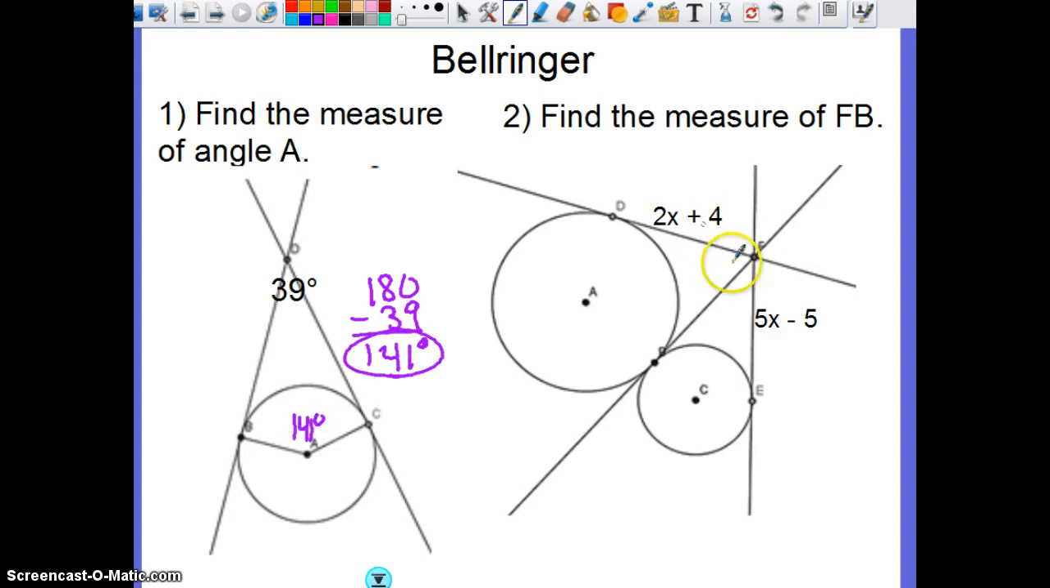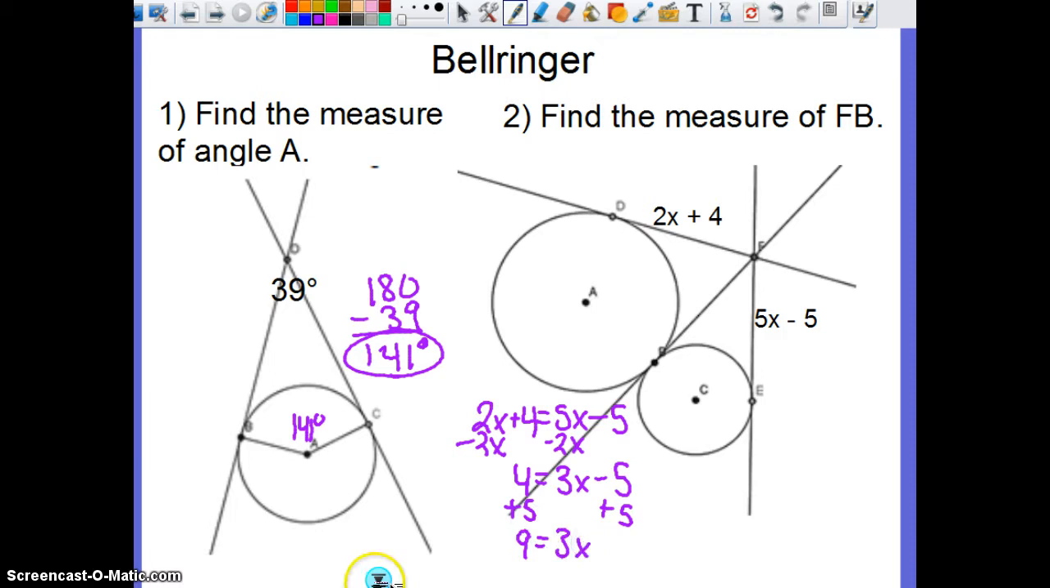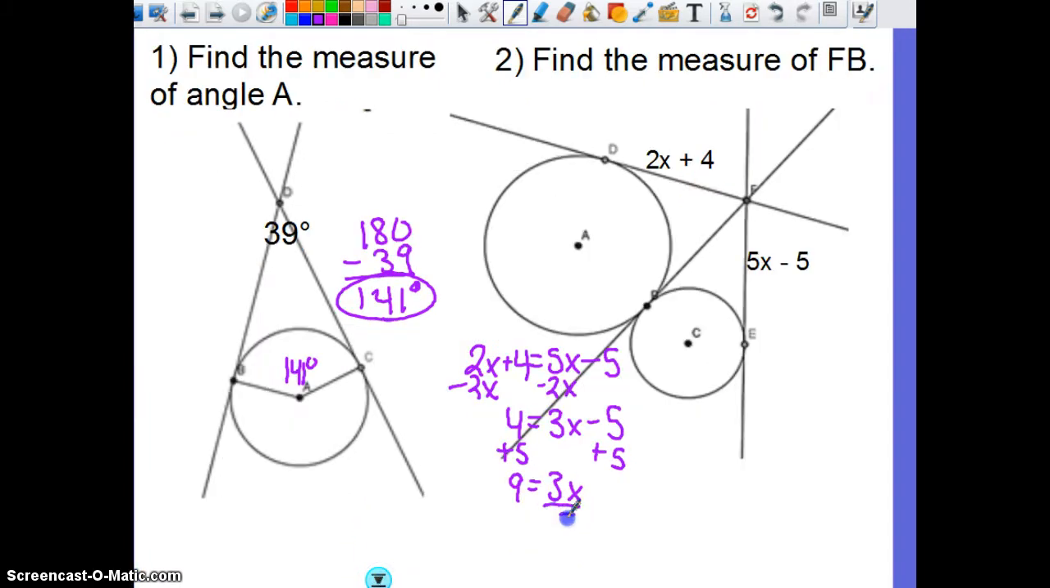For this scenario over here, you know that all of these segments are going to have to be congruent to each other because they're all tangents of the circles. So you can set it up such that 2x plus 4 equals 5x minus 5, and then we solve. Subtract 2x from both sides, it gives me 4 equals 3x minus 5, and then add 5 to both sides, and this will give you 9, and then divide both sides by 3, and this gives me x equals 3.